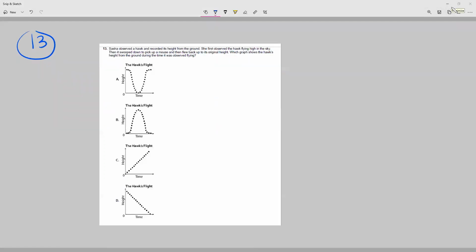Sasha observed a hawk and recorded its height from the ground. She observed the hawk flying high in the sky, and then it swooped down to pick up a mouse, and then it flew back up to its original height. Which graph shows the hawk's height?